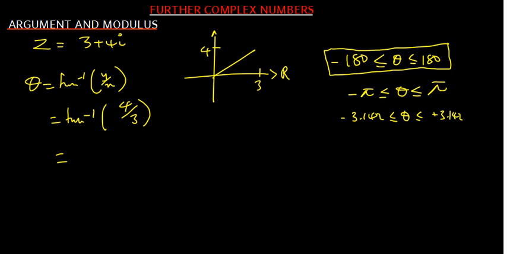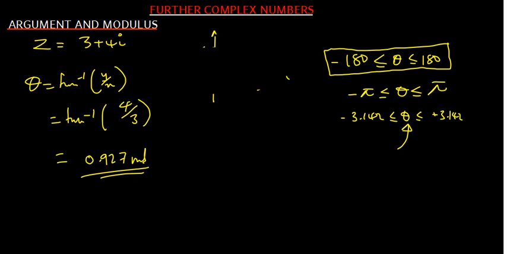okay, that value is about 0.927 when you are working in radians. So we can say that 0.927 is between negative 3.14 and positive 3.14. So that is the argument for this. This is the angle theta. That is the argument.